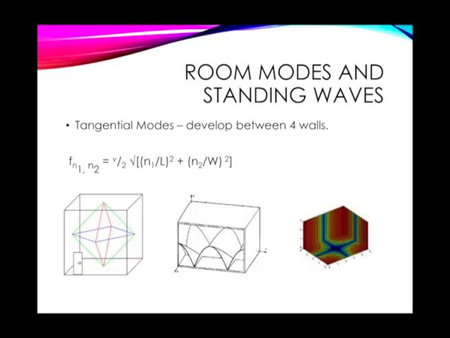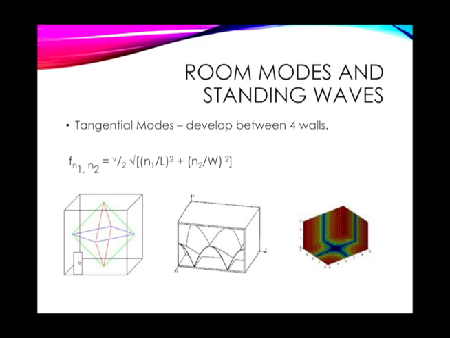But we're going to look at the second mode that develops, and those are tangential modes, and they develop between four walls, any four walls. Think of a sound bouncing off of the north, then the west, then the south, then the east, and then back to the north, like the blue line there, or this green line that bounces off of the ceiling, then the west, then the floor, then the east, and back to the ceiling, or the red, which is ceiling, then south, and then floor, and then north, and then ceiling. Those are all examples of tangential modes that develop between four walls, and they can develop differently than that.